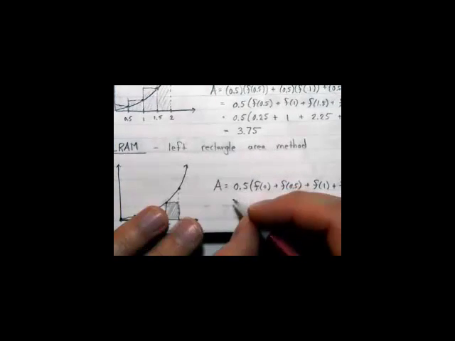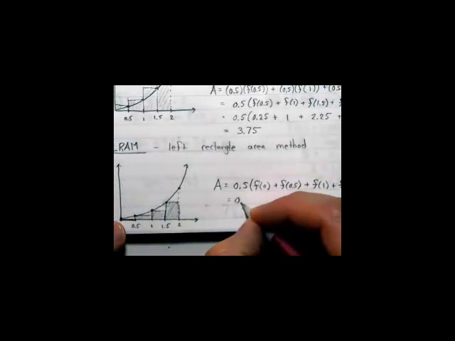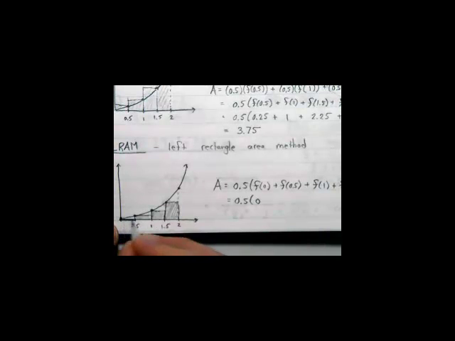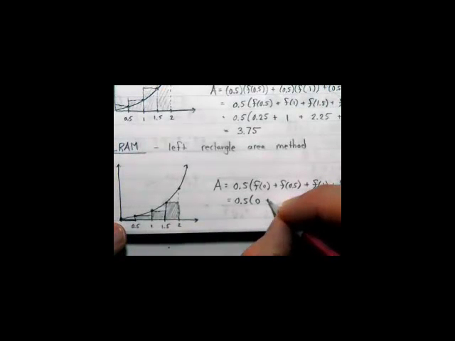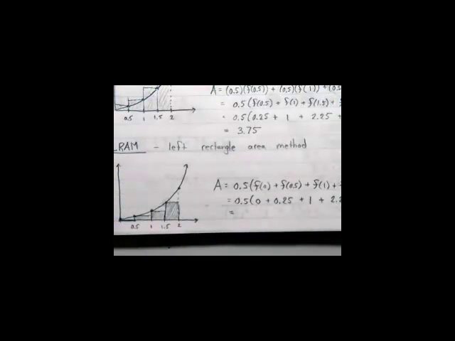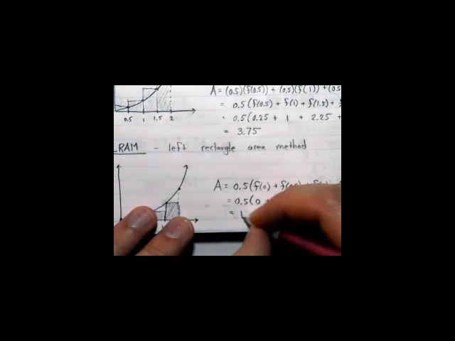So let's actually crunch the numbers on these. f of 0 is, like we said, 0. That's why this rectangle has no height. f of 0.5, again, is 0.25. f of 1 is 1. f of 1.5 is 2.25. So if we add all that together and then multiply by 0.5, we should get 1.75.